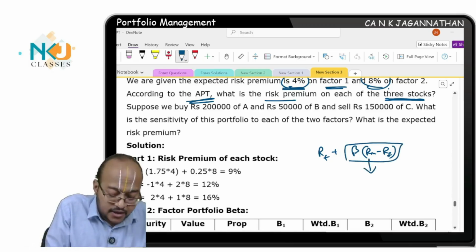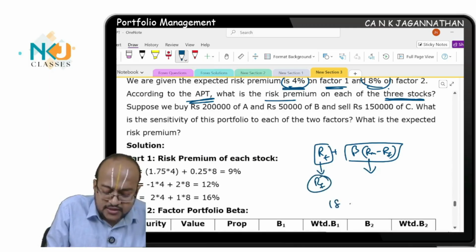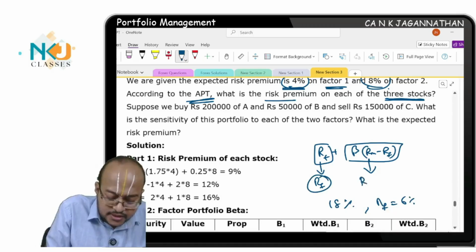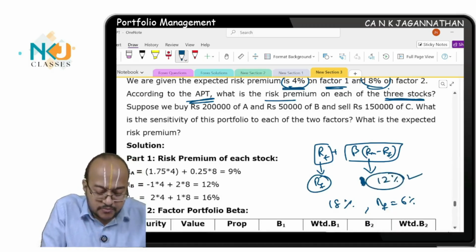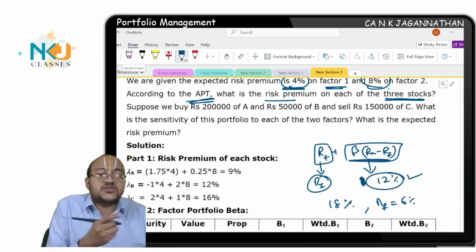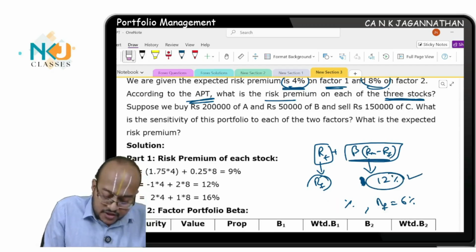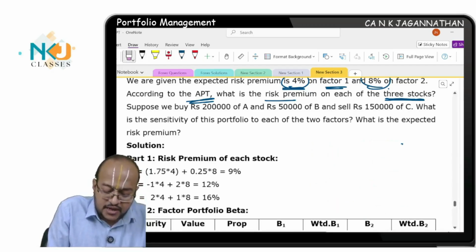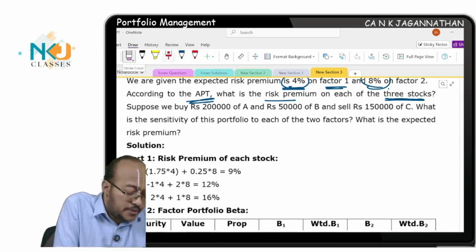For the share's KE, if you see, this is RF. The balance: suppose KE is 18%, RF is how much? 6%. 12% is the risk premium. The balance portion, 12%, is the risk premium. Beta into (RM minus RF) is 12%. Agreed? If, under APT, the same data is given, 18% KE, RF is 6%, the 12% is there, na?